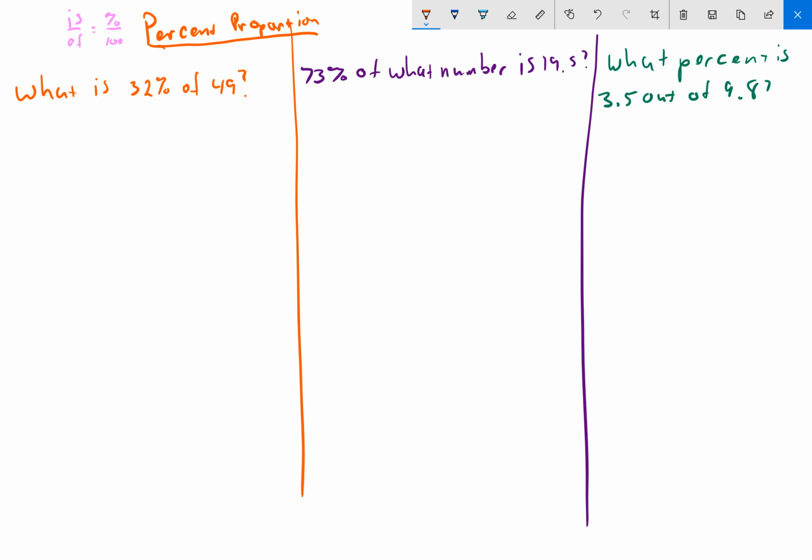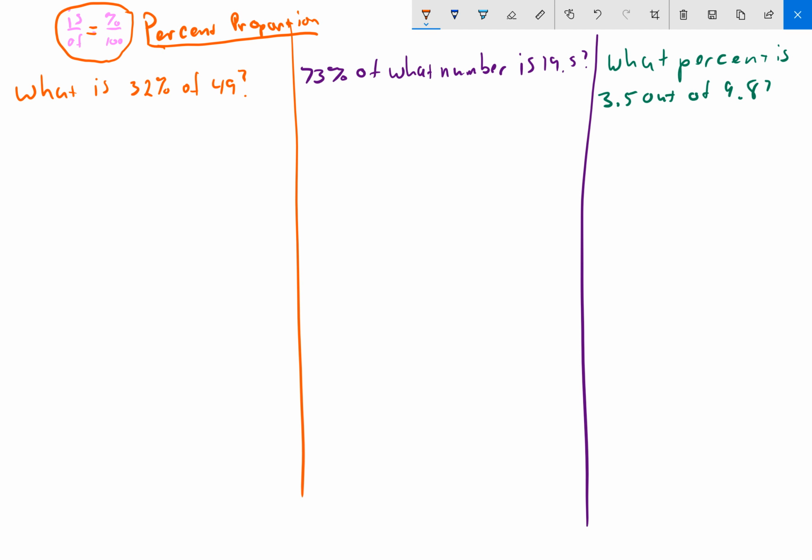So just to recap, I'm going to show you a couple things. I am going to show you what the percent proportion is. Basically, it's a proportion that says if you take the value of your is over your of, you set it equal to percent over 100. And I'd like to point out that anytime you have a ratio of two numbers, or two ratios, and they're equal, you have a proportion, all right? A proportion is an equation, hence the equal sign, that states two ratios are equal.